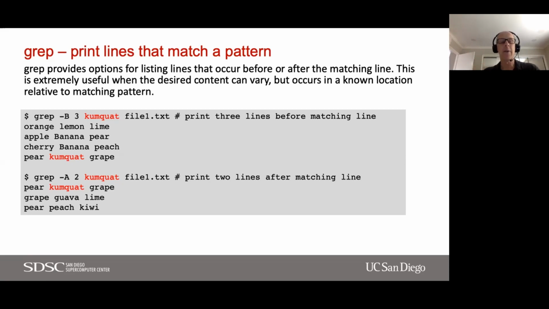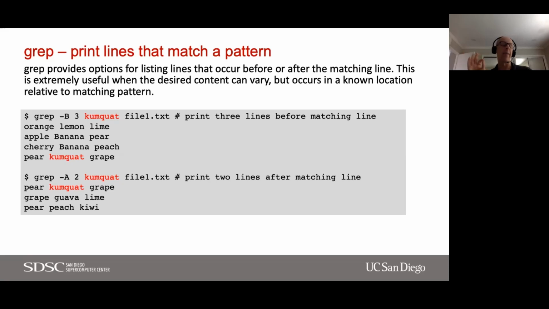So we're going to go back to our fruit file again. This time I'm going to search for kumquat, but I'm also going to list the 3 lines that appear before the kumquat match. So now I'm going to get, and I've highlighted in red so it jumps out a little bit, you can see the 4th line of output is pear, kumquat, grape, but then we have those 3 preceding lines.